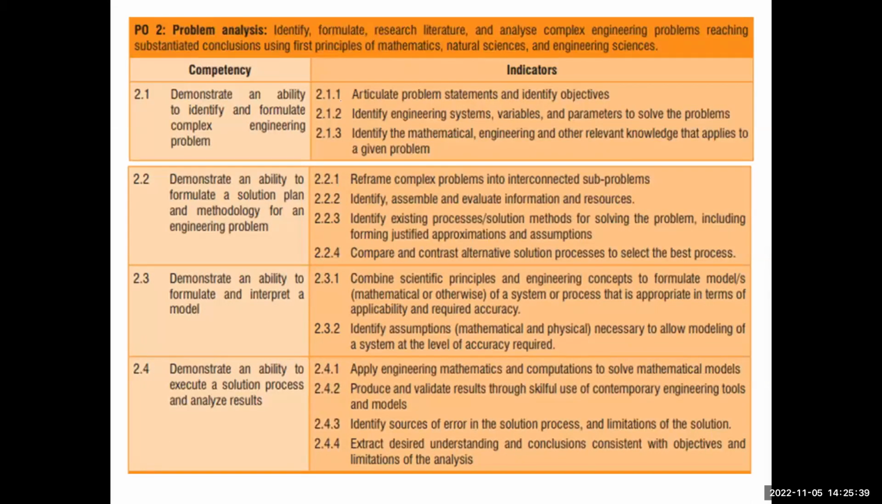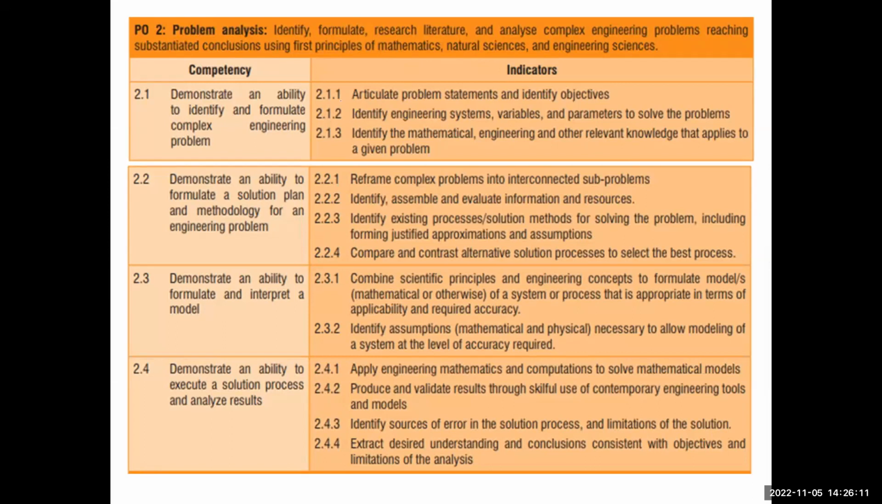I'm not going to read all 12 POs and their competencies in this workshop. And yeah, moving to this one, you can see that PO number 2 for engineering is defined as problem analysis, which has the subwords like identify, formulate, research literature, and analyze complex engineering problems, reaching substantive conclusions using first principles of mathematics, natural sciences, and engineering sciences.